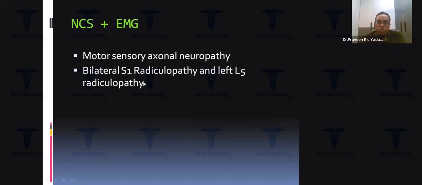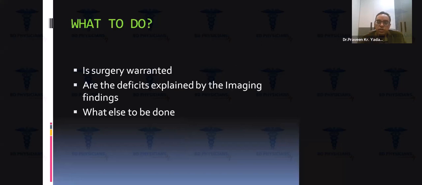So with this report, the patient was advised surgery by the neurosurgeon, and then they came for a second opinion to the neurologist to see whether surgery is really required or whether the patient can be treated on medications. Now, with the findings which I've already explained, the question is whether the surgery is warranted. Are the deficits seen during examination explained by the MRI findings? What else can be done?